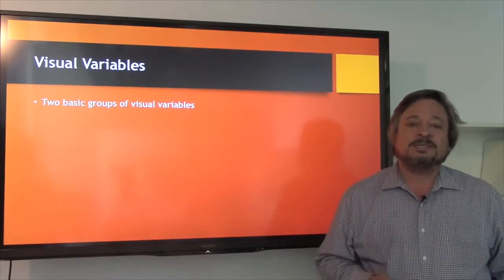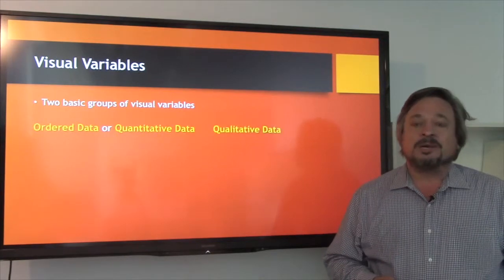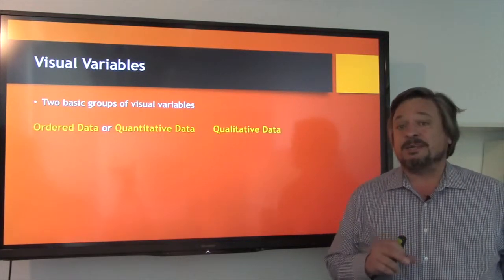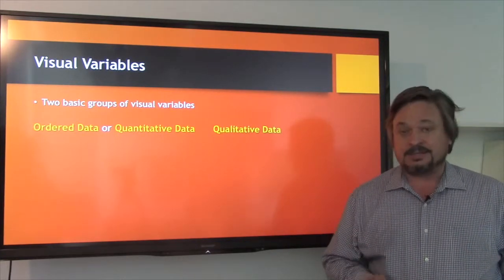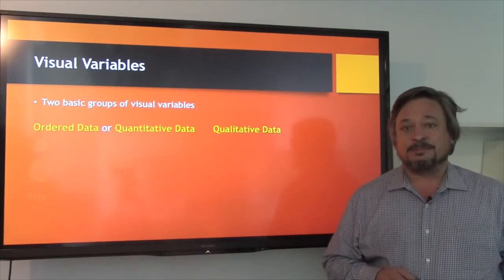So there are two basic types of visual variable groupings, if you will. We can talk about ordered or quantitative data and qualitative data. And let's look at the kinds of visual variables that are used for each of these data types.